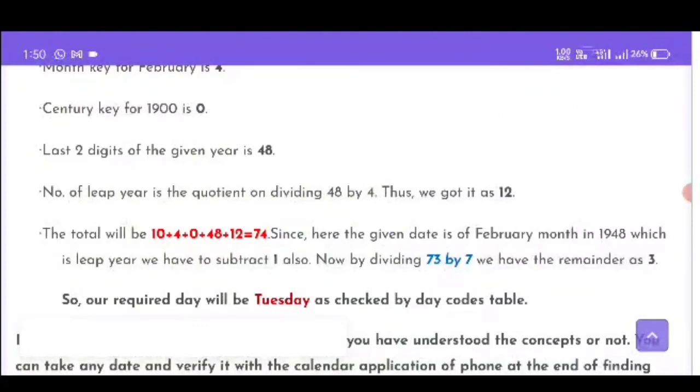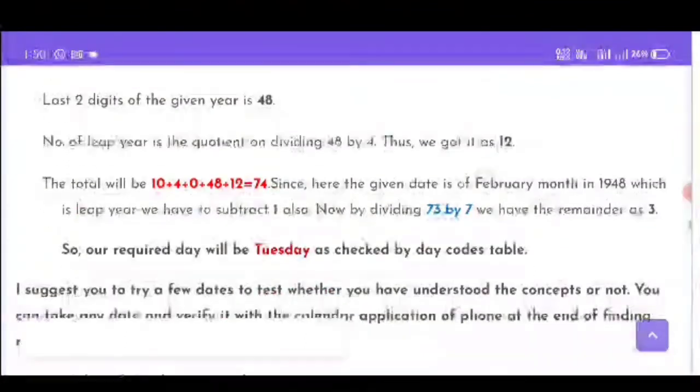Since the given date is in February of 1948, which is a leap year, we have to subtract 1 also. Now by dividing 73 by 7, we have the remainder as 3. So our required day will be Tuesday, as checked by the day codes table.